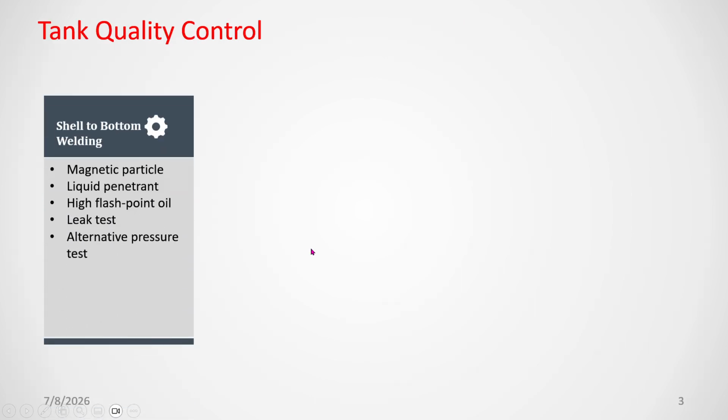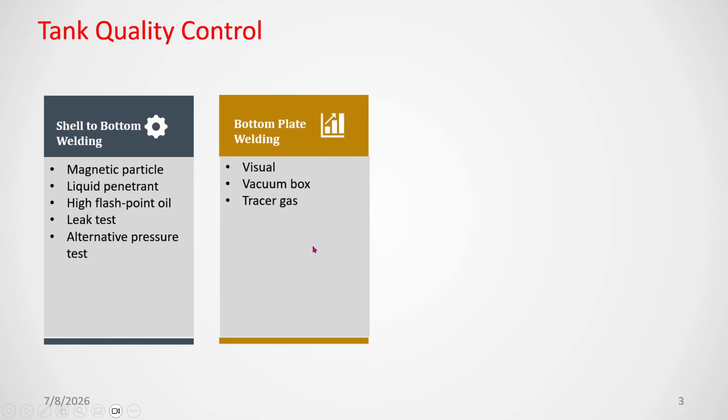Then tank quality control. Tank quality control means shell to bottom welding, bottom plate welding. There you have to do some testing, such as magnetic particle testing, liquid penetrant testing, DP testing, and high flash point oil, which is also one type of testing. I will explain it to you. The leak test I will also tell you about, and leak test means a hydro test, and alternatively a pressure test.